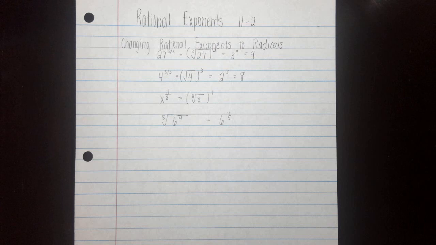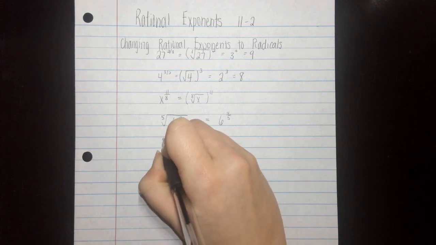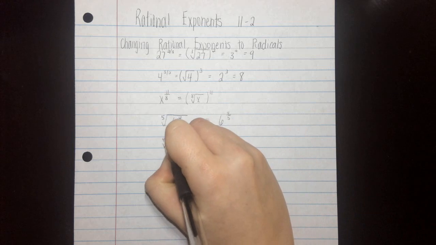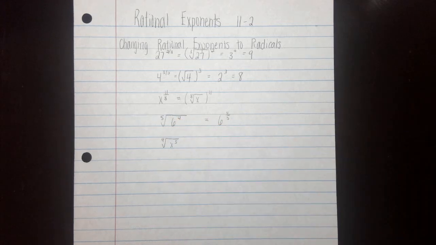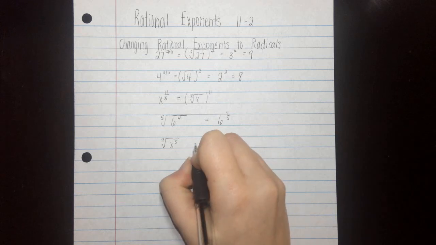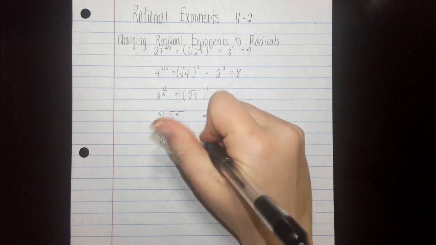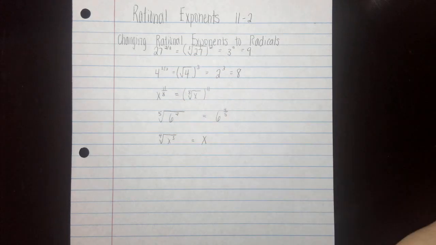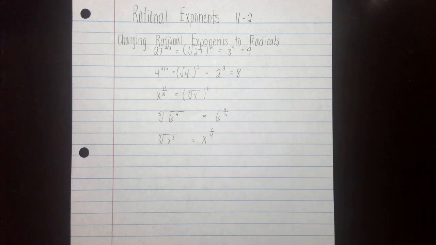Okay, so let's look at another one like that. So let's say that we have the 4th root of x cubed. So when I change that into a rational exponent, we're going to have the same base of x, and that's going to be raised to the 3/4 power.